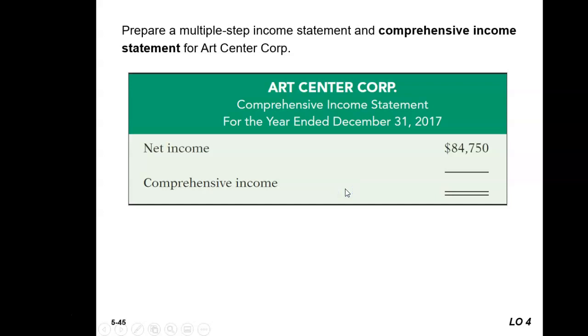Now for the comprehensive income portion, we had other comprehensive income, but it is shown net of taxes. So the other comprehensive income was $10,000, but then we show it net of taxes, which is $2,500. So the $7,500 is shown, and that would give us comprehensive income in the amount of $92,250. So there you have a practice example of preparing the classified income statement as well as the comprehensive income statement.